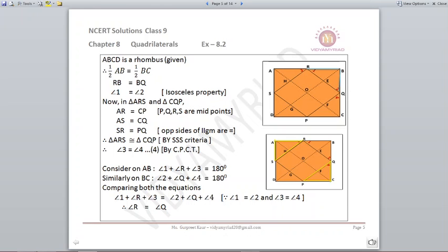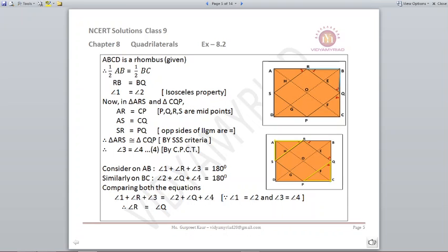Now consider triangle ARS and triangle CQP. In the diagram below, if you see the yellow lines, the opposite triangles are there. Let us try to make them congruent. We have AR equal to CP and AS equal to CQ, because we know that P, Q, R, S are the midpoints. SR is equal to PQ, as we have just proved above that PQRS is a parallelogram. So the triangles are congruent by SSS criteria.